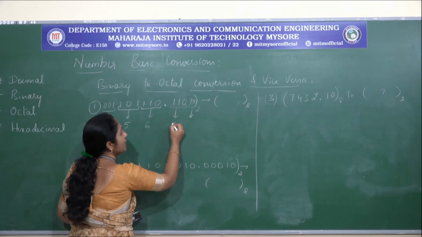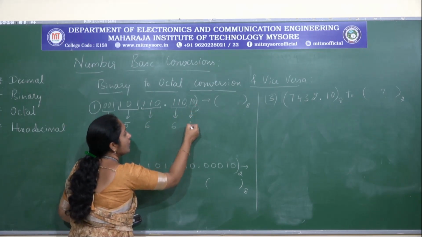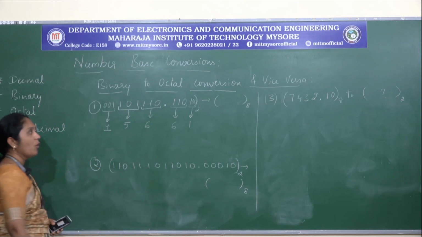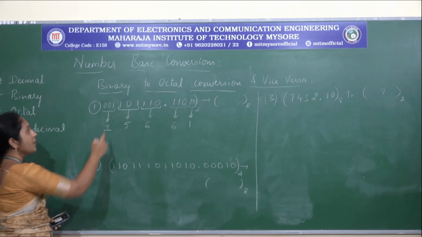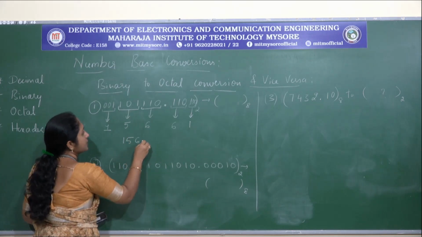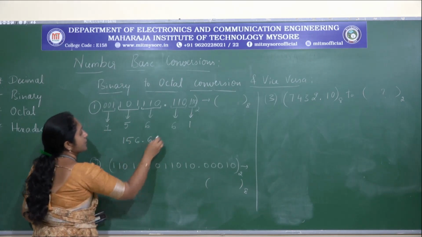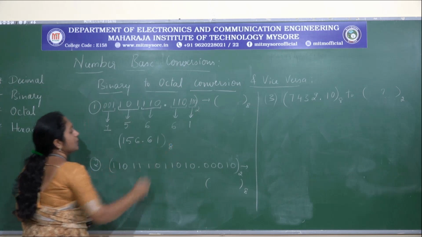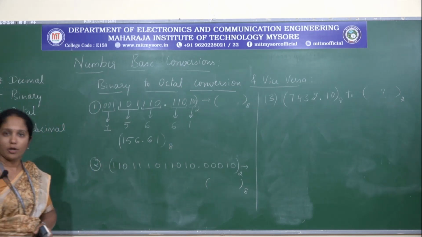1 1 0 again 6. 1 0 0 is 1. Therefore, what is the octal equivalent of this binary sequence? 156.61. This is the answer.